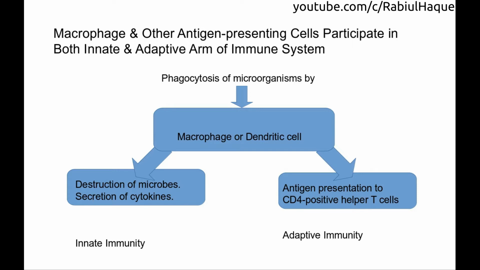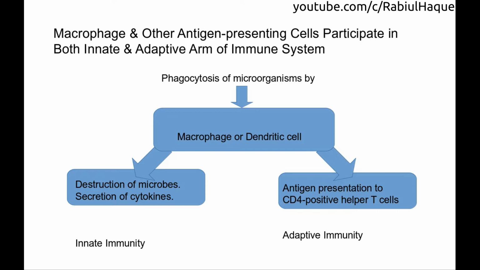Now in this image we can see that macrophages and other antigen presenting cells participate in both the innate and adaptive arms of our immune system. So here first there is phagocytosis of the microorganism by a macrophage or dendritic cell, and after that there may be destruction of the microbes and secretion of cytokines, and these functions fall into innate immunity. Again, there may be antigen presentation. The macrophage or dendritic cell may break down the antigenic components present in the microorganism, and then present those antigens to CD4 positive helper T lymphocytes, and this type of function falls under adaptive immunity.